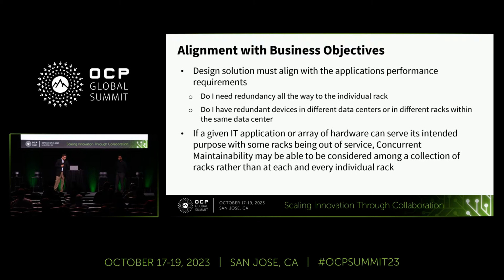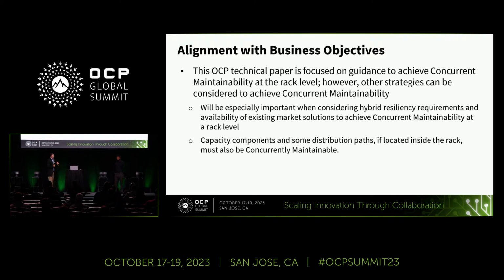concurrently maintainable way. So the technical paper that Jabari is going to discuss the framework for here in a moment, it really is focused on achieving that worst case, most difficult situation, which is achieving concurrent maintainability at an individual rack level. But it's absolutely possible to have other ways of achieving that. Like I said, for example, if you have an array or cluster of racks and only half of those racks are required to be able to accomplish the compute and application that you need, that may be a concurrently maintainable way of implementing DLC if the A racks and the B racks are supported by separate DLC systems. So as we move through that, keep that in mind.